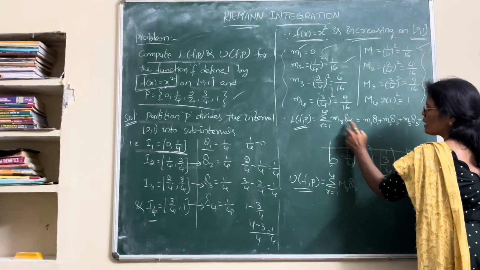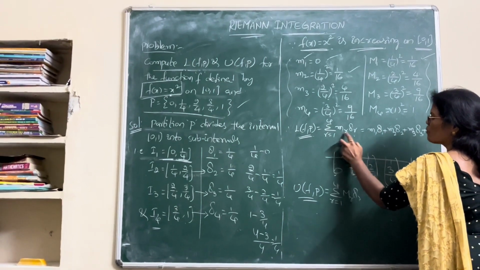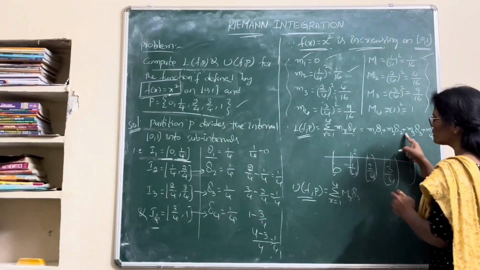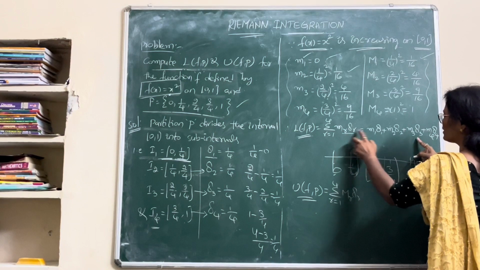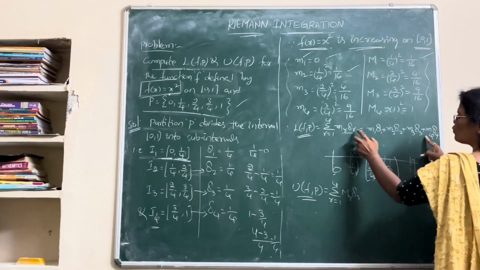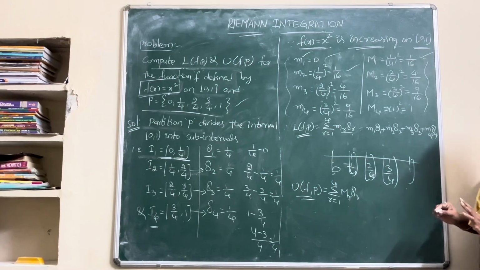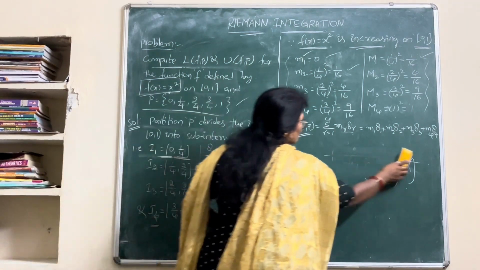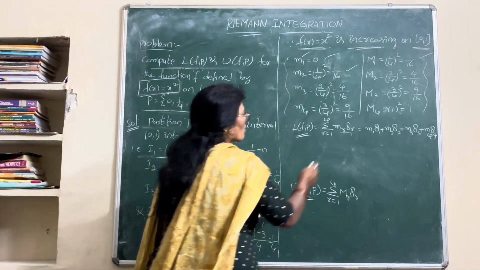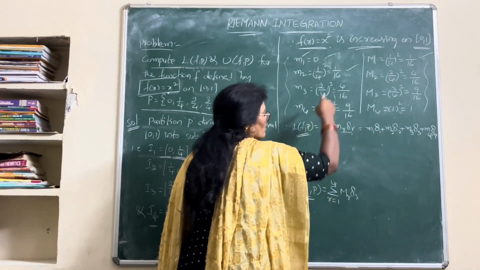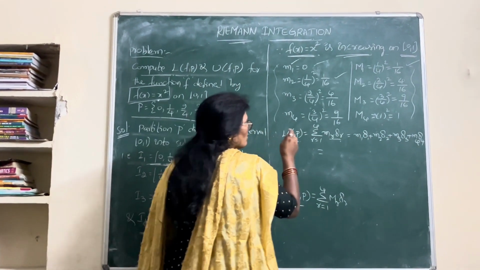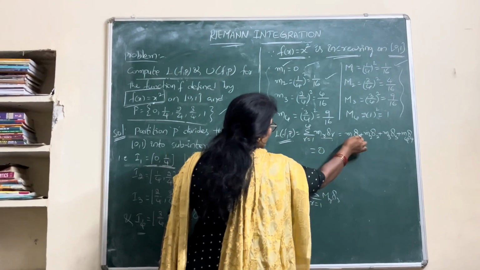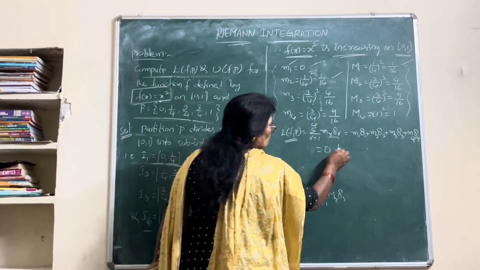How can we write it? r equal to 1 you should substitute here. If r equal to 1 means m1 delta 1, plus r equal to 2 means m2 delta 2, plus r equal to 3 we should get m3 delta 3, plus r equal to 4 you should substitute, m4 delta 4. Is it clear? So in this we should substitute the values, then we should get the LFP, the lower Riemann sum value. Now m1 is nothing but 0, delta 1 is 1 by 4.